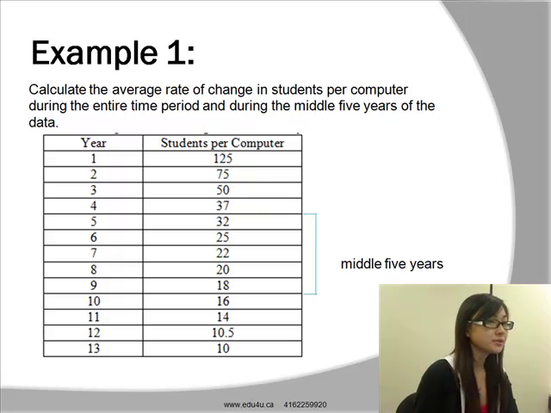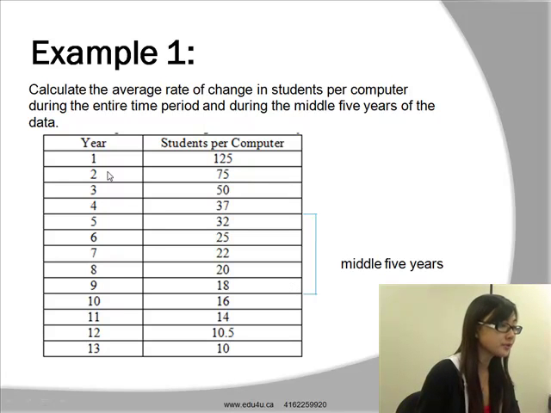Calculate the average change in students per computer during the entire period and during the middle 5 years of the data. The middle 5 years would be from year 5 to year 9. Just by looking at the table of values, we can conclude that as the number of years go up, students per computer goes down.